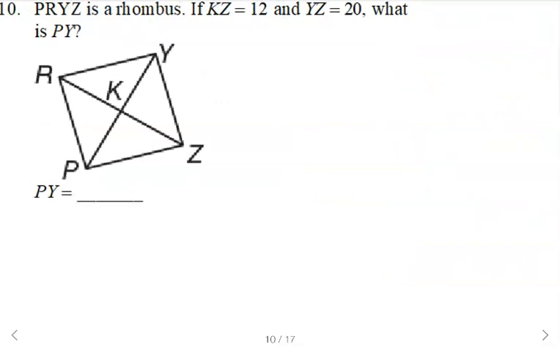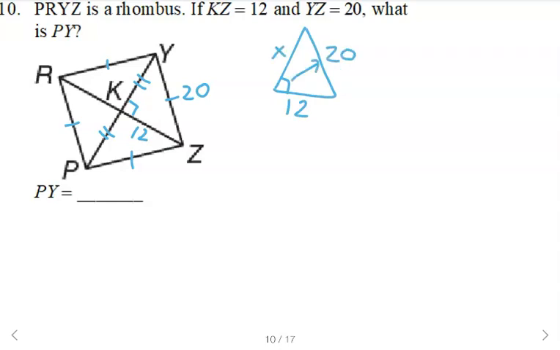Number 10, we're told that it's a rhombus. So for a rhombus, all of the side lengths are congruent, and also the diagonals are perpendicular. Let's see, they give us KZ is 12 and YZ is 20. Ultimately, our goal is to find PY, that segment, but the diagonals bisect each other. And so if we can find KY, we can double it for PY. Alright, so looking at that right triangle, we have 2 of 3 sides. And so we don't know this side, I'll call it x just for convenience.